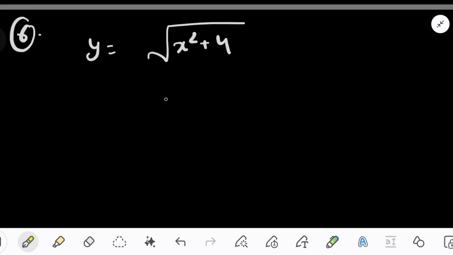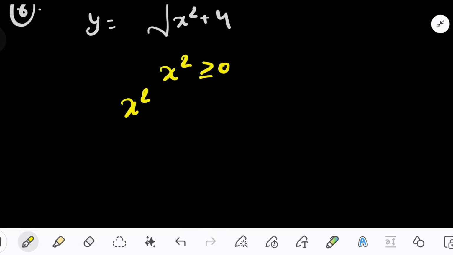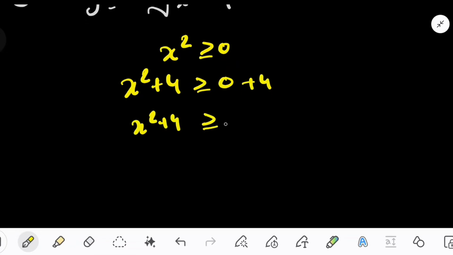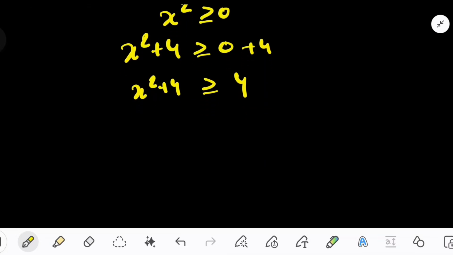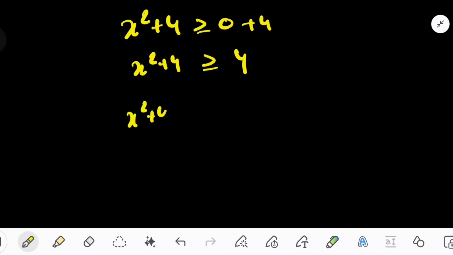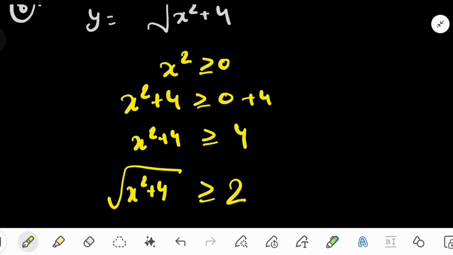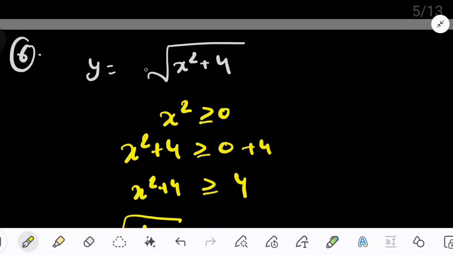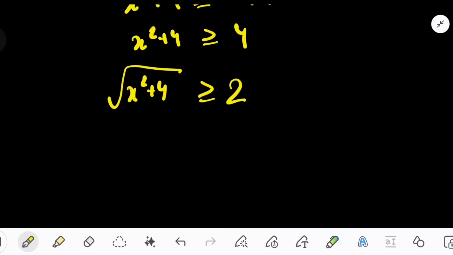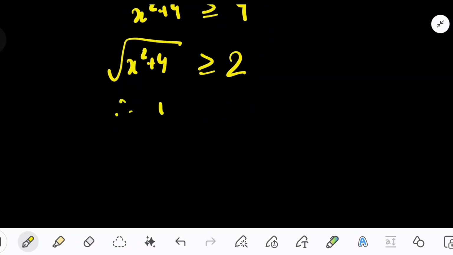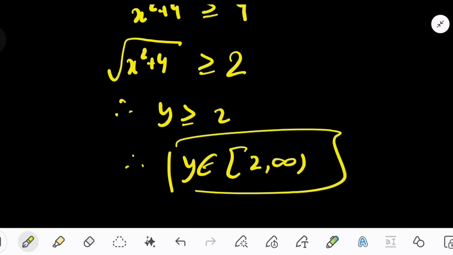Now we have this expression. We know that x square is always greater than or equal to 0. Hence x square plus 4 is always greater than or equal to 0 plus 4, so x square plus 4 is greater than or equal to 4. When you take the square root, you have root of x square plus 4 greater than or equal to 2. Why did I not put a plus minus sign? Because here it is only the positive sign; there is no negative sign. Remember this. So this expression is always greater than or equal to 2, hence y is always greater than or equal to 2, and y belongs to 2 to infinity.